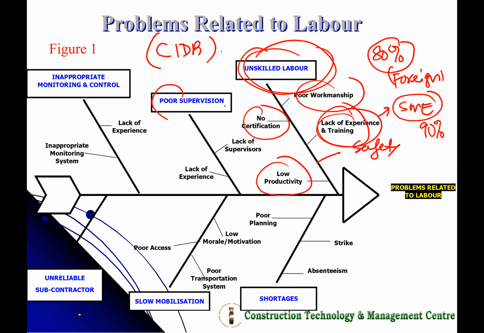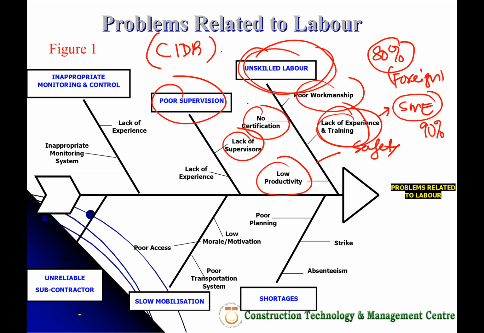And then poor supervision. Lack of supervisors. If you have site experience, perhaps you can relate to this point. Even on our construction sites, sometimes in comparison to the volume of work, for a project worth 1 million ringgit, they might have one supervisor. How about 10 million?